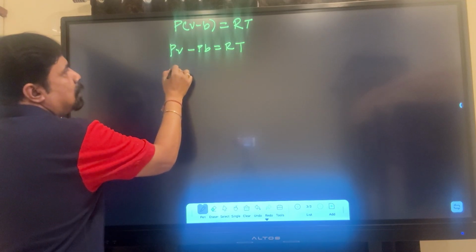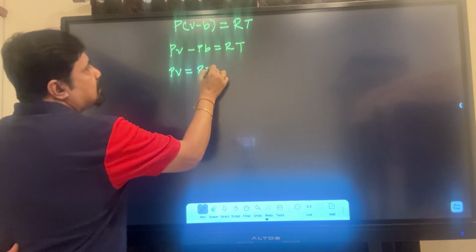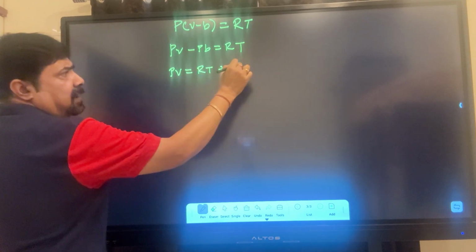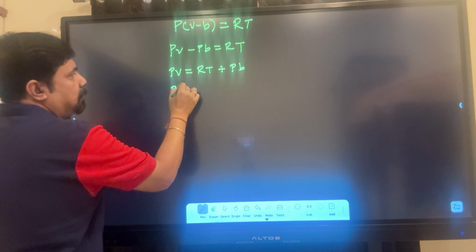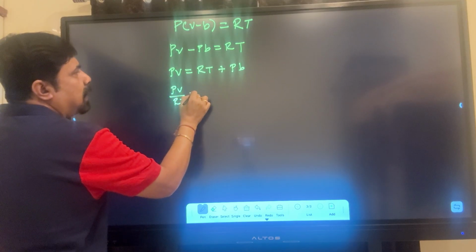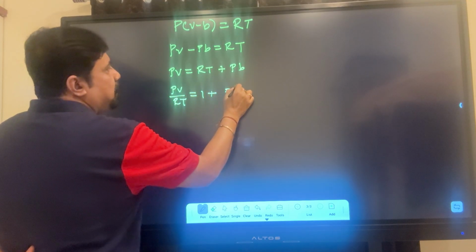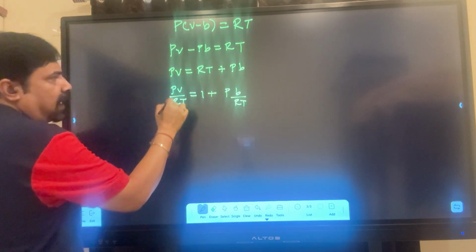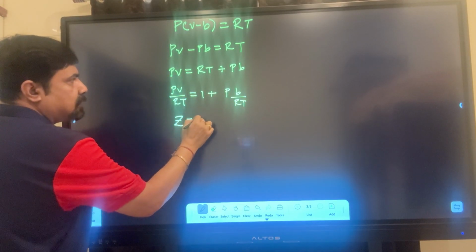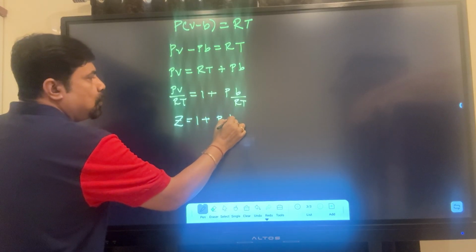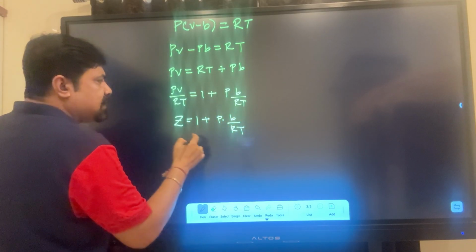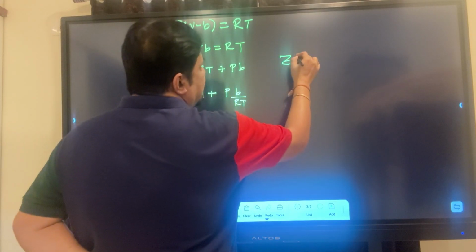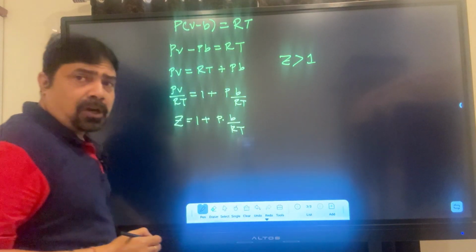Then what can I write? PV equals RT plus Pb. Now dividing by RT on both sides, what will I get? PV by RT equals 1 plus Pb by RT. Now look at what I am telling you. This PV by RT equals Z, so Z equals 1 plus P into b by RT. That means 1 plus something, so I can already say that at high pressure and constant temperature, Z is greater than 1. I got that.